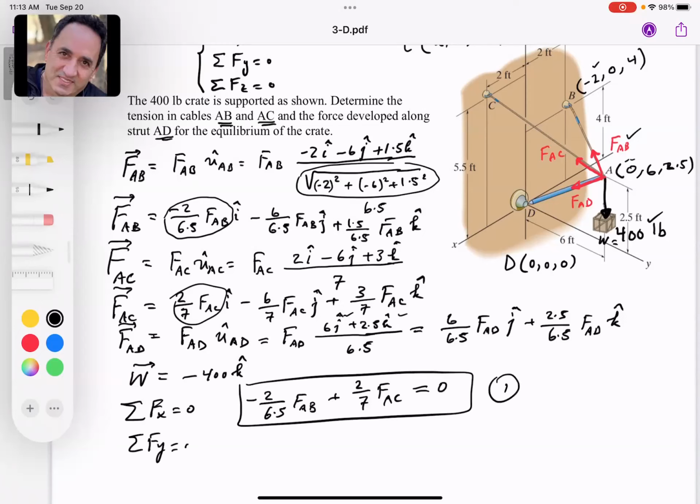Then I'll do the same thing in the y direction, balancing forces. So as you can see, we have minus 6 over 6.5 FAB, right? The contribution of FAC is what? Minus 6/7 FAC. And then the 6 over 6.5 FAD, right?